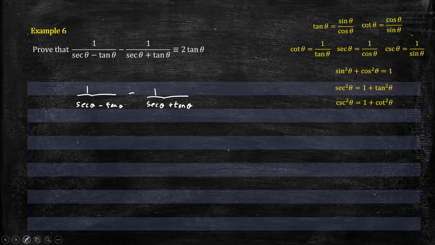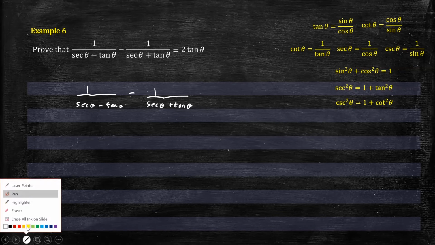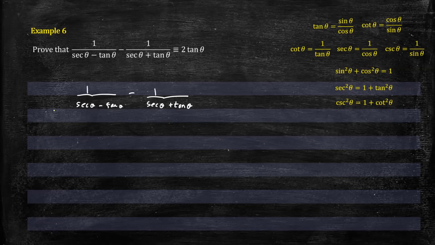And to make those denominators the same, we will multiply by this side, the left side, sec theta plus tan theta on sec theta plus tan theta. And this side will be sec theta minus tan theta.